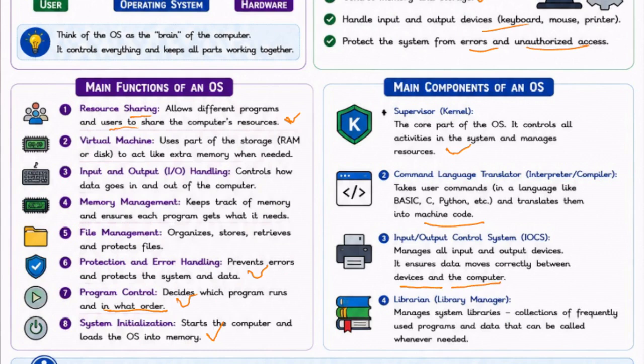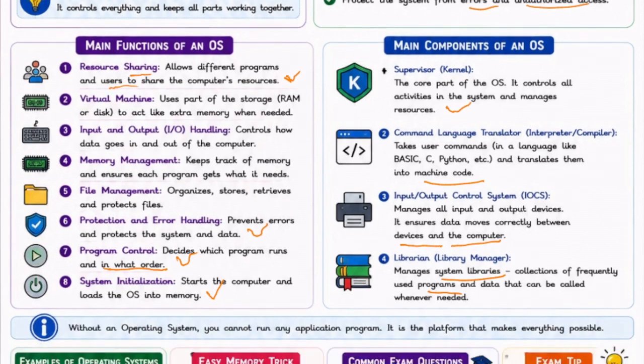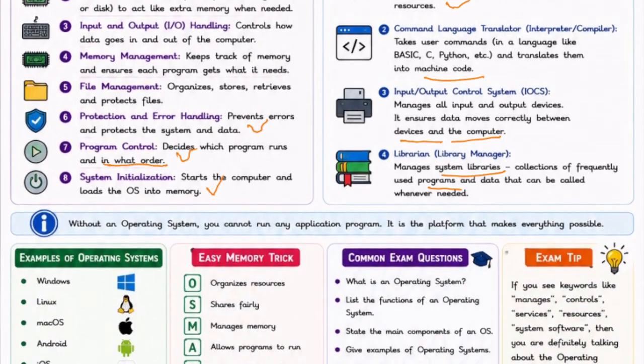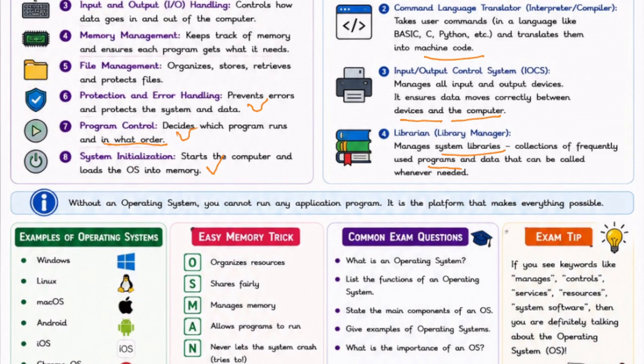The librarian manages system libraries, which are collections of frequently used programs and data that can be called upon whenever needed. Now, without an operating system, you cannot run any application program. It is the platform that makes everything possible. That's why we said system software also gives application programs a soft landing. It gives them the environment to function.